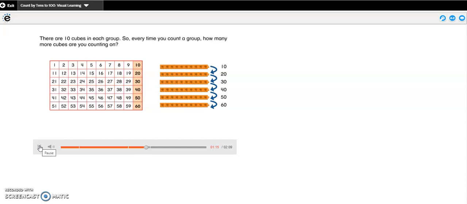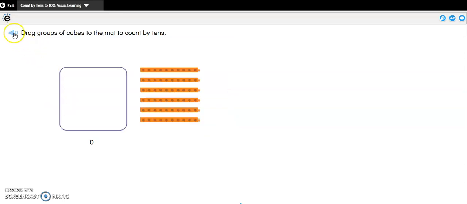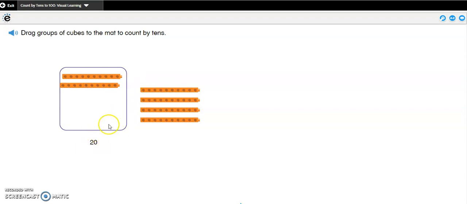So every time you count a group, how many more cubes are you counting on? So as we're counting, are we counting by ones or by tens? What do you think? Let's try it. Drag groups of cubes to the mat to count by tens. Okay, let's drag some groups. We're looking at the number on the bottom. It's counting them for us.